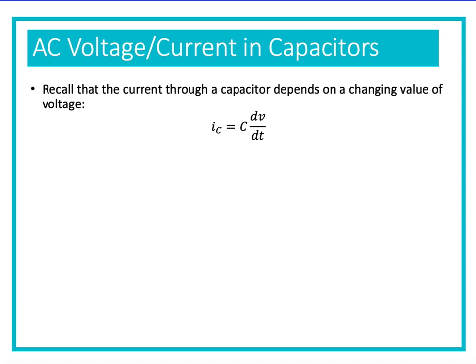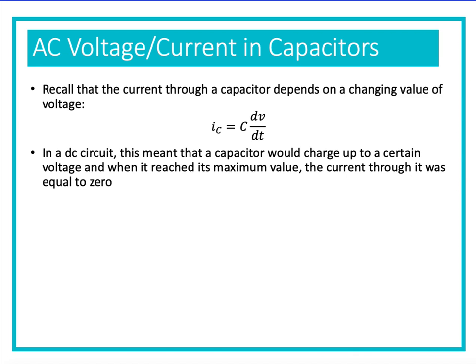Now, in capacitors, this is going to look very similar. We've just switched current and voltage around. So in a capacitor, the current will depend on a changing value of voltage. When we looked at a DC circuit, we had capacitors that would charge up to a certain value, and once it got to that value, there was no current going through it.